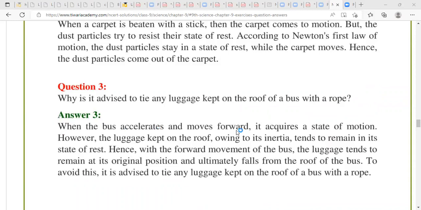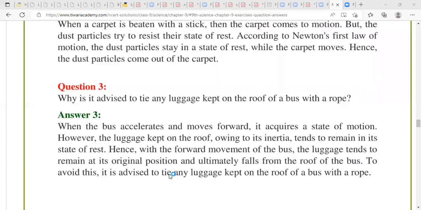To accelerate, it moves forward, it requires a state of motion, right? The bus is moving, but the luggage kept on the roof, owing to its inertia, is at rest, right? Because the bus is moving, and along with that, they are moving. They tend to remain in the state of rest. Hence, with the forward movement of the bus, the luggage tends to remain at its original position and ultimately falls from the roof of the bus.